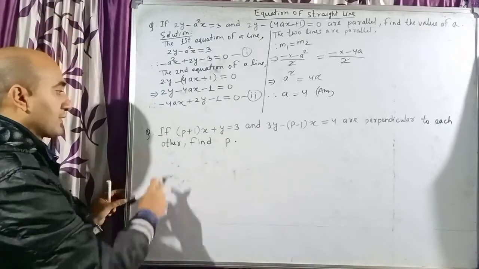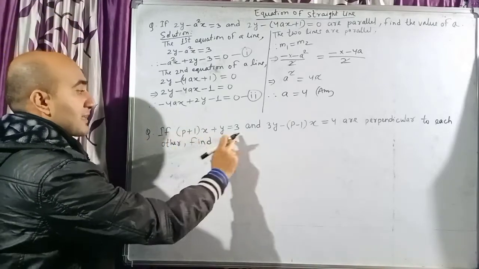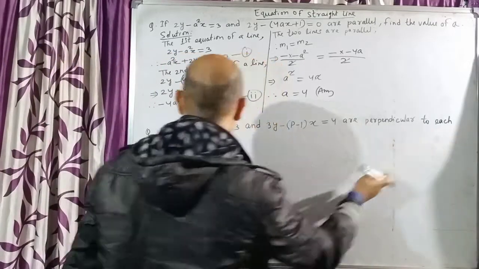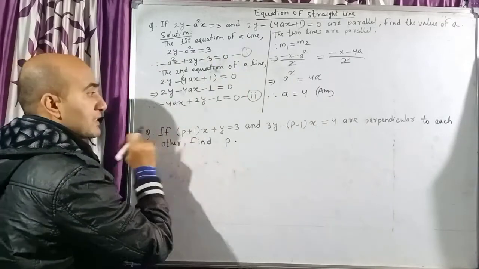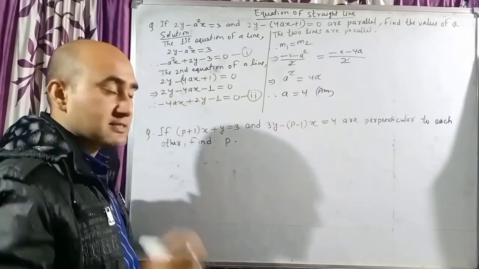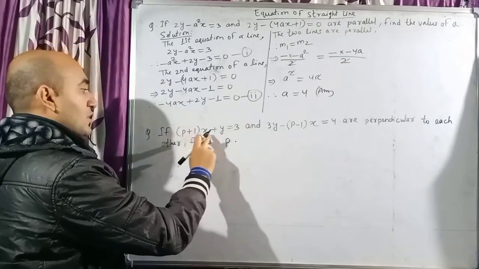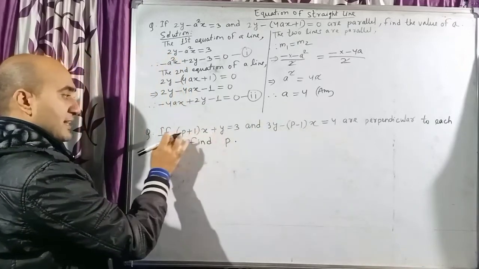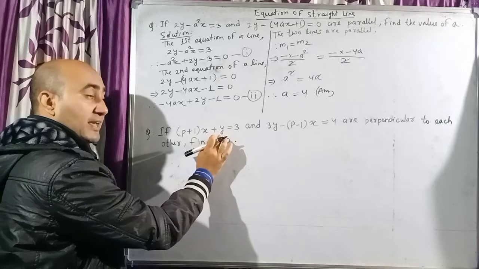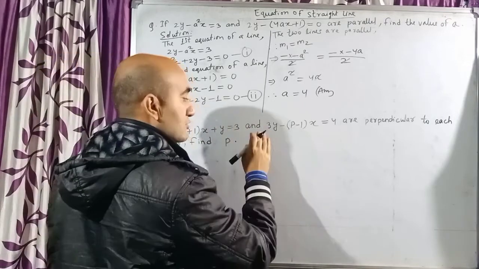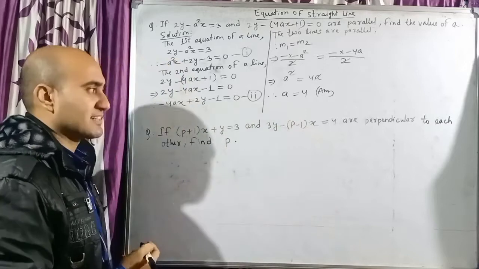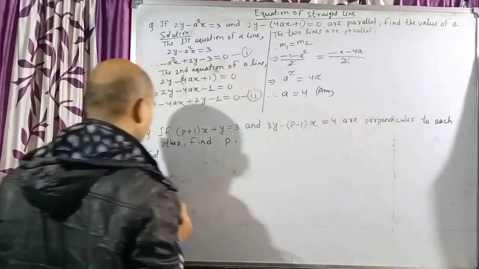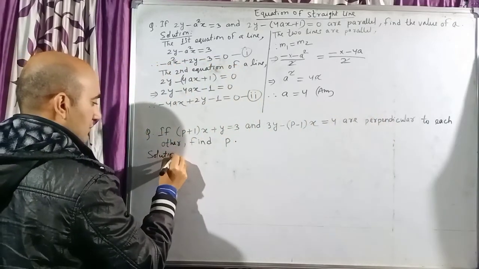Now second question, if the first equation of a straight line, this straight line and this straight line, these two equations of a straight line are perpendicular to each other, find p. So p is unknown. Now again children, very important, this equation looks quite a bit better, but in this equation, the first position is for the x and its coefficient, second is for y, but here first position has been given to y and then x. So let us arrange it children. Same thing, but don't forget this time it is perpendicular. So begin your solution.